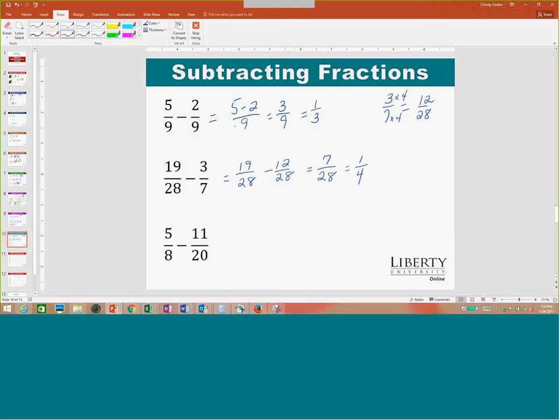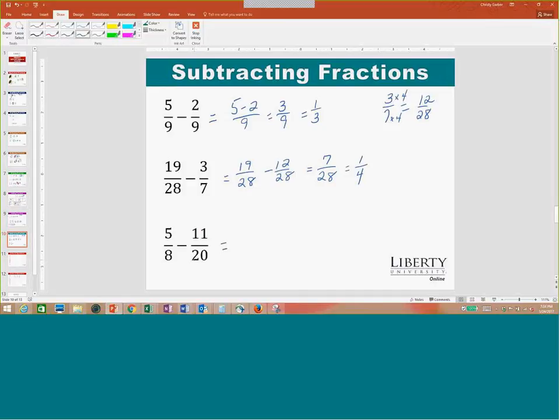In subtracting fractions, you have to have a common denominator. Remember, back to multiplying and dividing, you do not need a common denominator to multiply or divide. All right, let's look at one last example, 5/8 minus 11/20ths. Well, they don't have a common denominator, nor is 8 a factor of 20. I can't multiply 8 by any whole number to give me 20. So I'm going to have to change both of these fractions to have a common denominator. What's the least common multiple between 8 and 20?